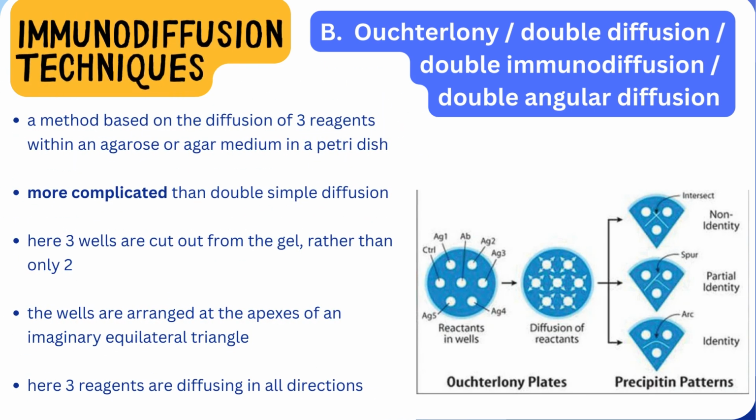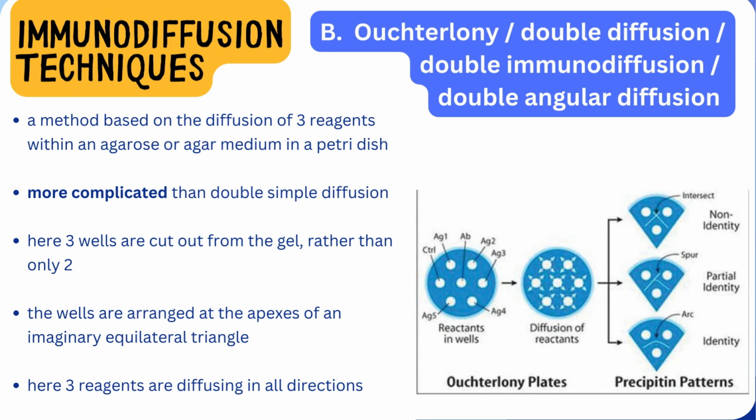Now, Ouchterlony double diffusion. Most board examiners love to ask questions from this topic. Earlier we were talking about two reagents diffusing. Now we have three reagents within an agarose or agar medium in a petri dish. Of course, this is more complicated. We're talking about three reagents here.